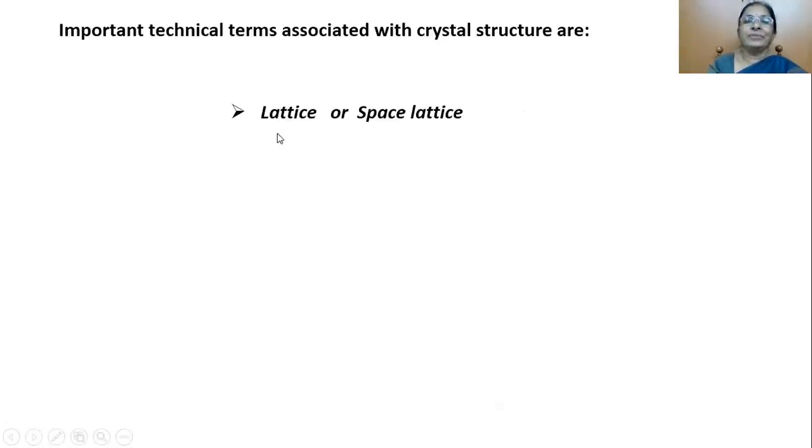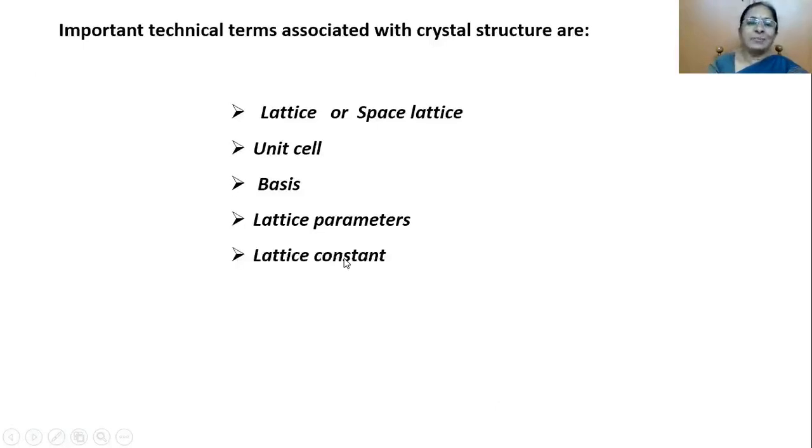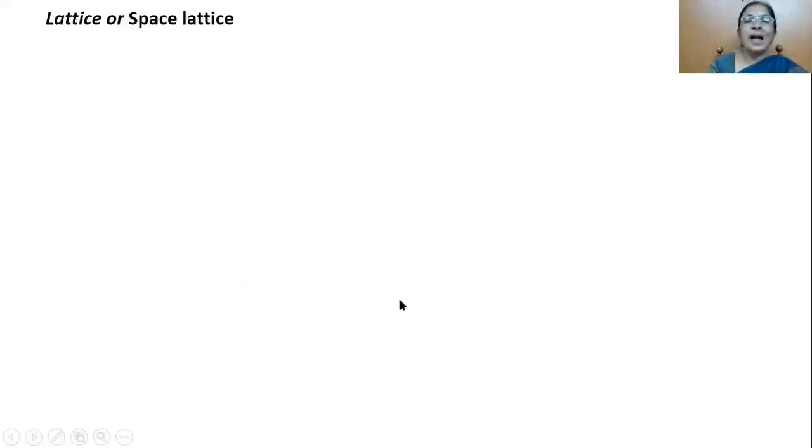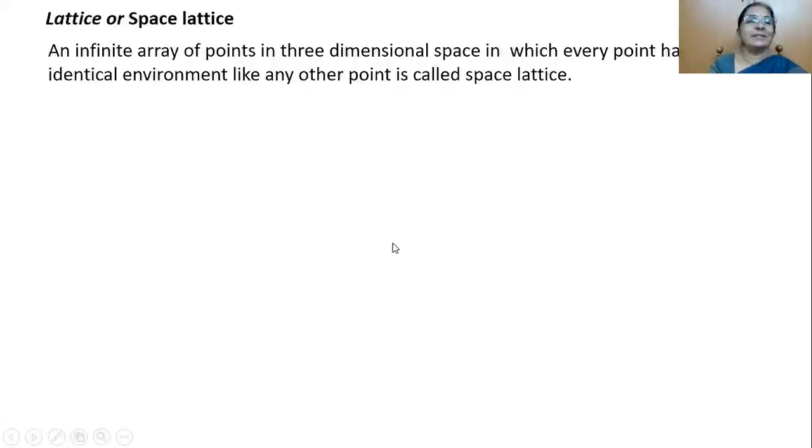The first term which we very often refer to is lattice. The other name for lattice is space lattice because a crystal occupies three-dimensional space. The next term mostly used is unit cell. Next, basis, and some lattice parameters, lattice constant, and atomic packing factor. But in today's lecture, we will be discussing lattice, unit cell and basis and how they form the crystal. Lattice or space lattice.